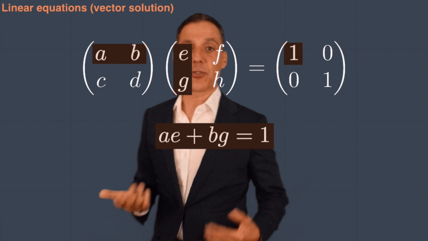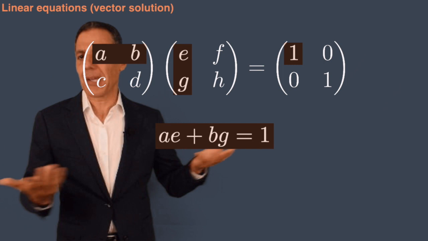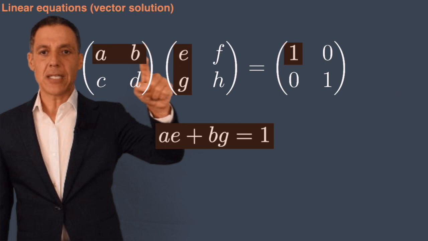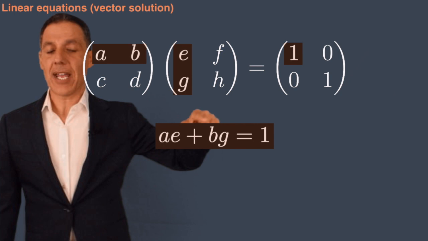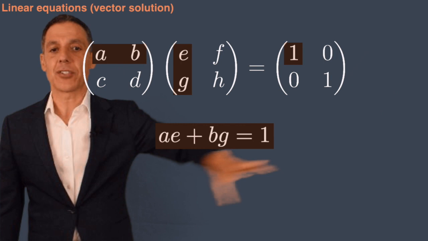Okay, that's my job. That's what I'm trying to figure out. Okay, well, how do we do that? Well, let's play through that matrix multiplication again. So, A times E plus B times G should equal 1. Remember, by the way, I know this matrix. I know EFGH. Those are values that are given to me. And my job is to figure out ABCD. What is the matrix inverse such that when I multiply them, I get that matrix right there.